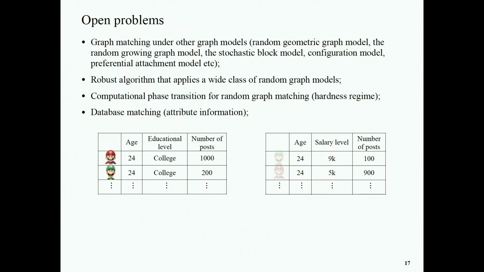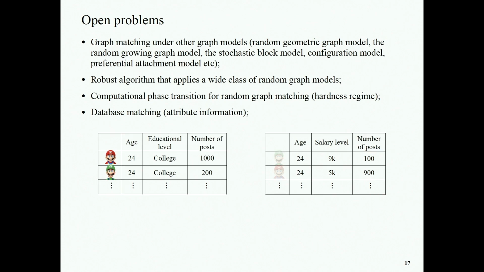Now let me talk about some open problems. The first one is to study the graph matching problem under other graph models, like random geometric graph models, random growing graph models, stochastic block models, etc.